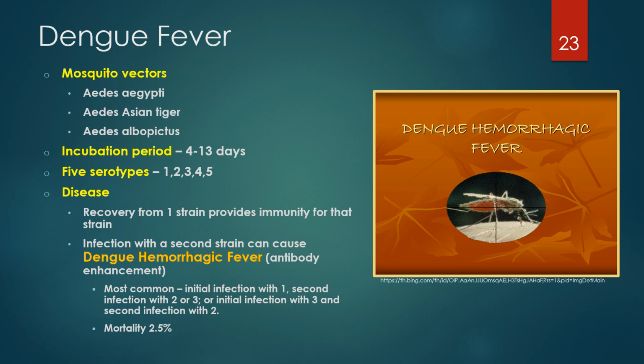Infection with a different strain after recovery from a previous infection can result in dengue hemorrhagic fever through a suspected mechanism called antibody enhancement. Dengue hemorrhagic fever occurs more commonly if someone has recovered from infection with type 1 and gets reinfected with type 2 or 3, or if initially infected with type 3 and then reinfected later with type 2. The mortality rate from dengue hemorrhagic fever is 2.5%.